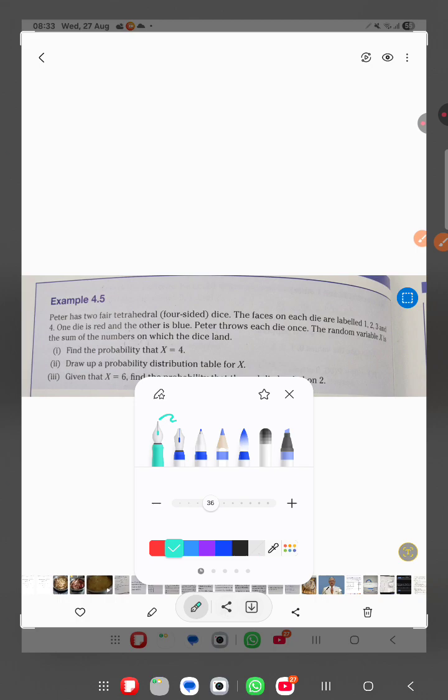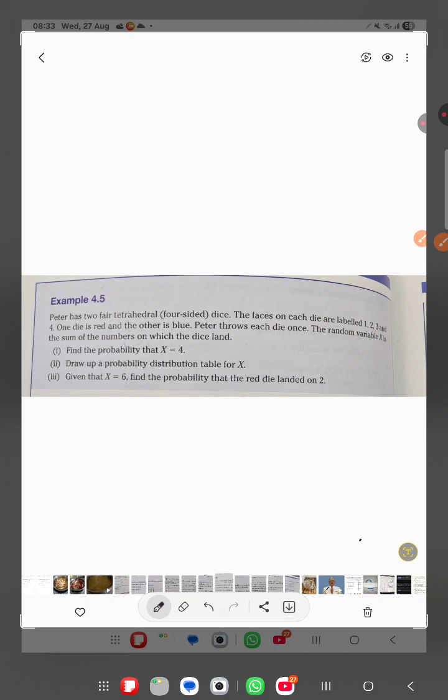All right, so there's two ways of doing this. You could do it circumstance-wise, where you've got a red die, and you've got a blue die, isn't it?